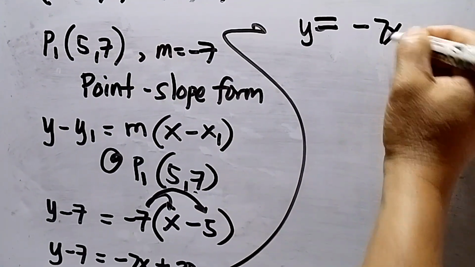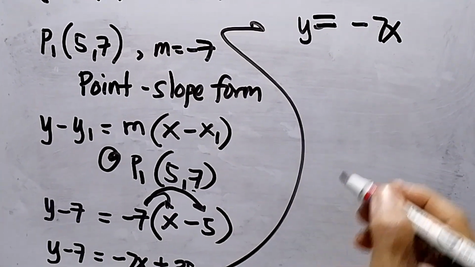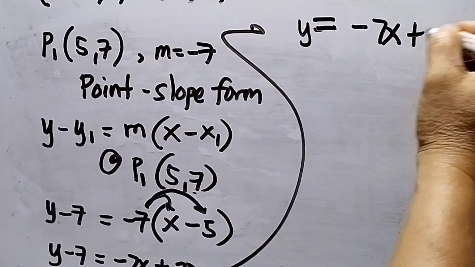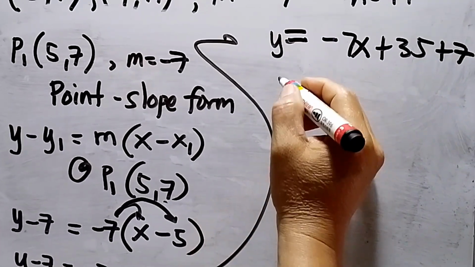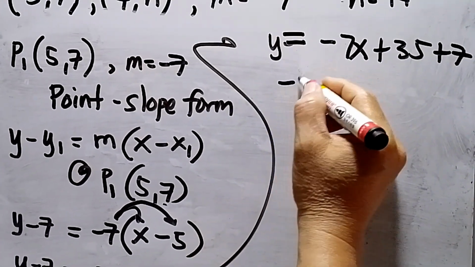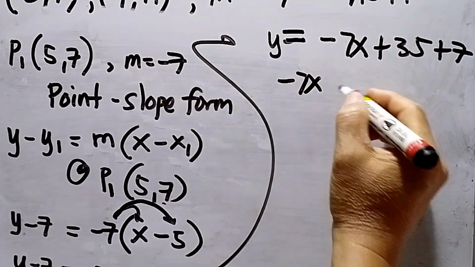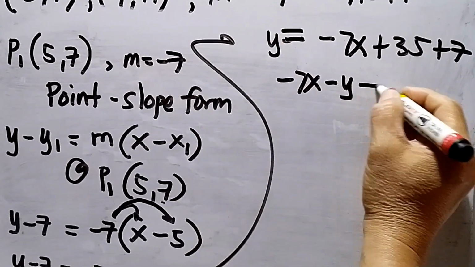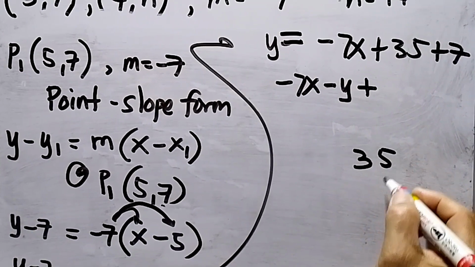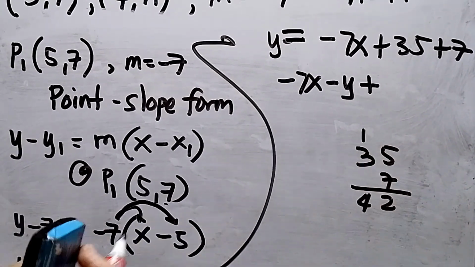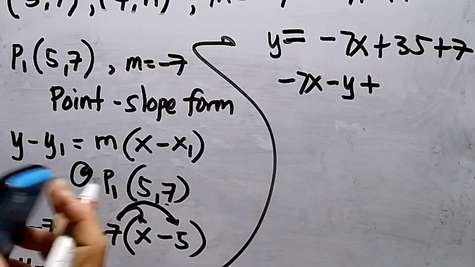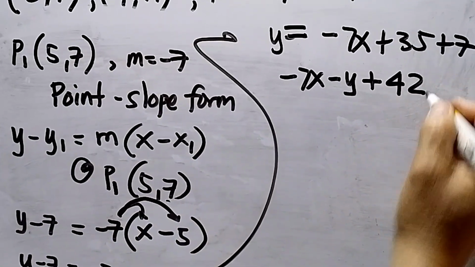Then this will be plus 35 and then plus 7. So this will be negative 7x. Again, transpose is 1 minus y. What is 35 plus 7? This is 12, carry 1, 42. So this will be 42.